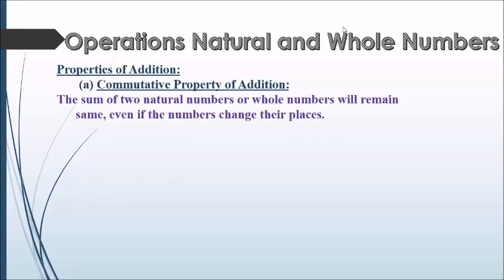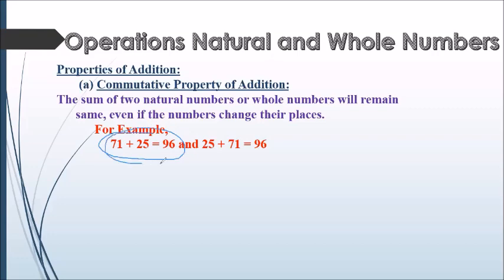Look, class, I told you commutative property is when you change places, okay? So, commutative property of addition is that when you are adding two numbers, for example, two natural numbers or two whole numbers, the answer will still remain the same if you change the position of those two numbers. What does this mean? So here I am adding 71 plus 25 is equals to 96. See this example on your slide.